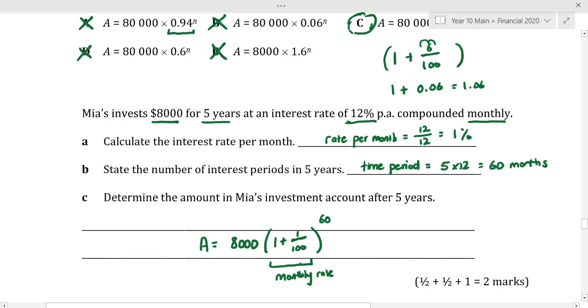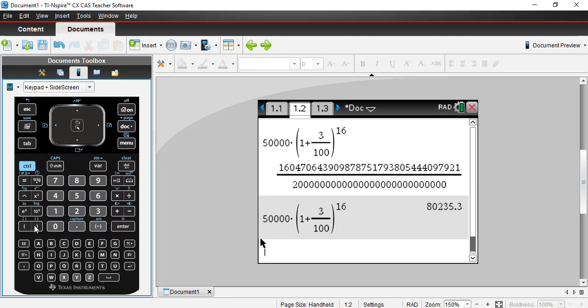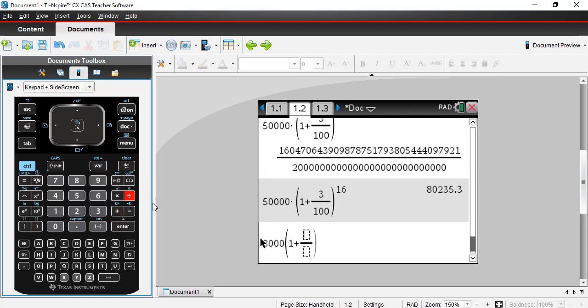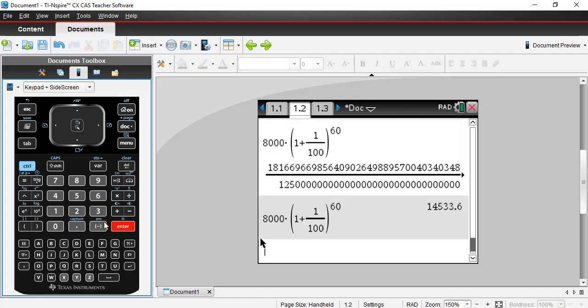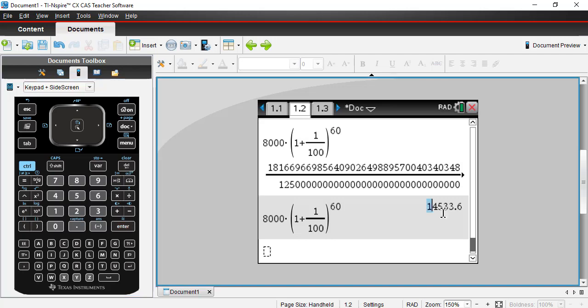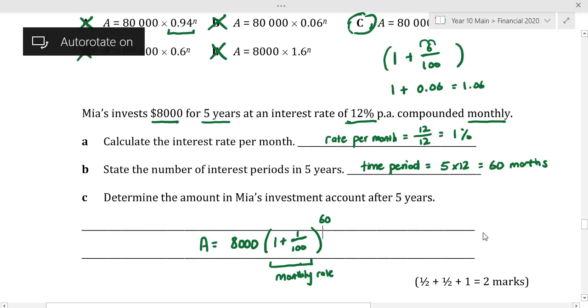Let's put that in the calculator. You can do it exactly like this. You can go 8,000, 1 plus, let's start a fraction, control divide, 1 over 100. No need to even convert that to decimal if you don't want. And we can do that to the power of 60. My calculator's in a bit of a funny mode. So, $14,533 and 60 cents.